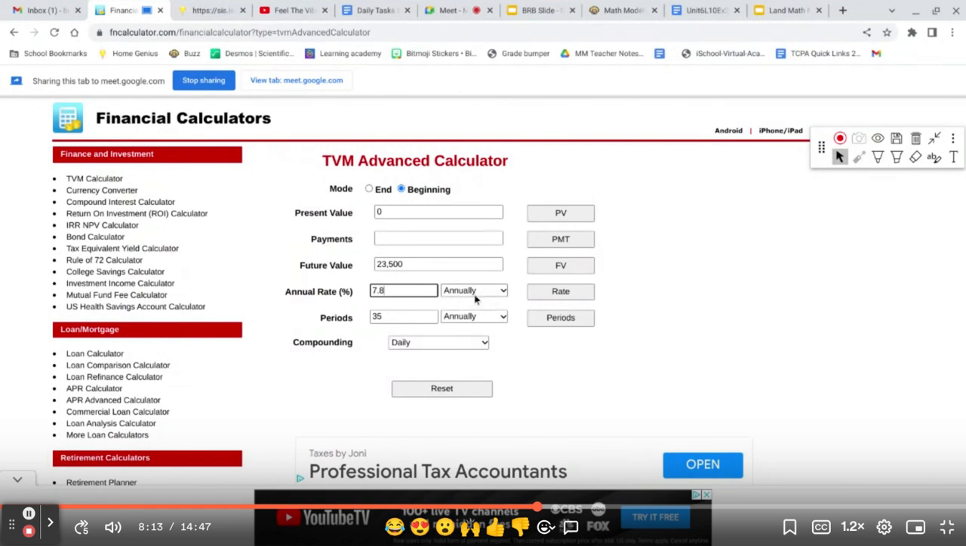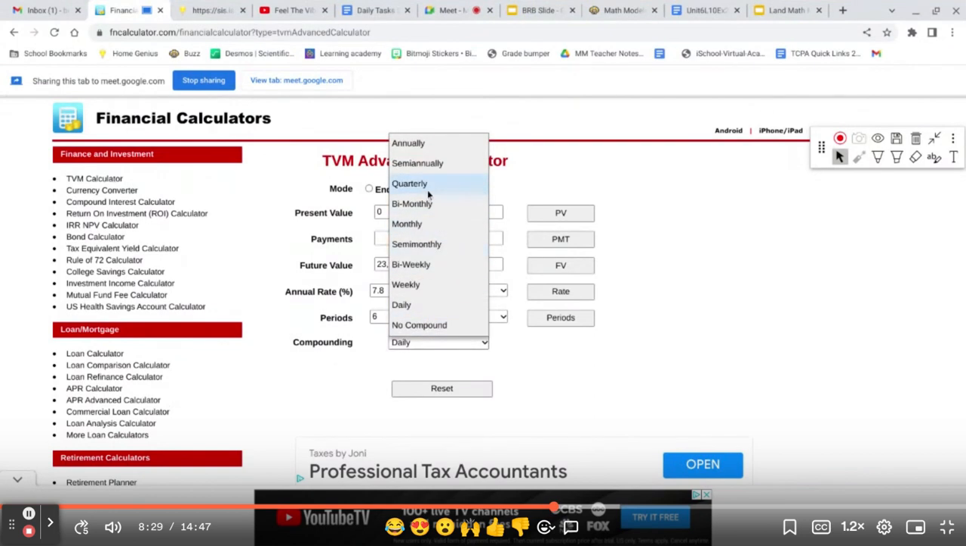Notice it already said annual. This will stay the same on all of your problems. The period is going to stay annual on all of your problems. The period is basically the amount of time, so it's going to be 6. And then down here, compounding, we're going to compound this quarterly.